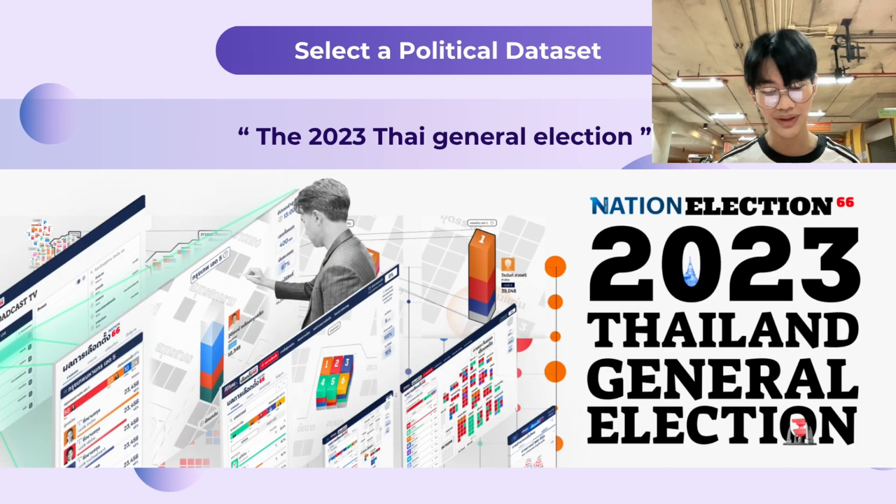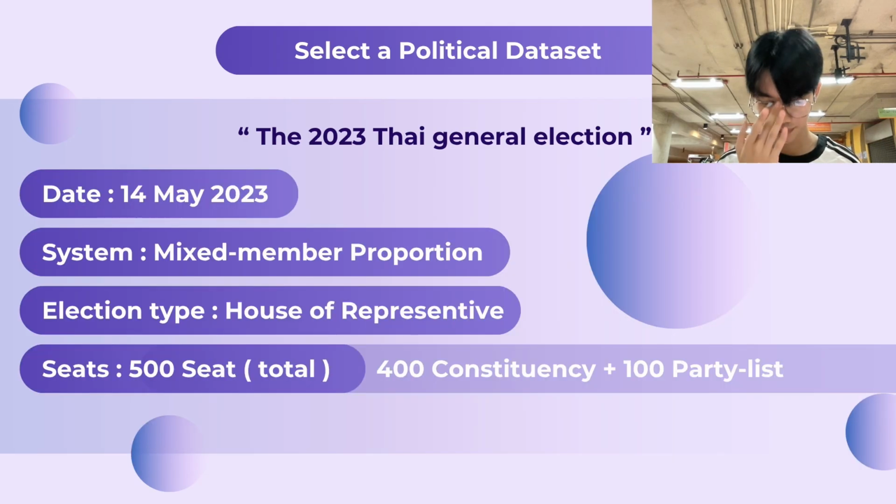So our group selected the political data set of the 2023 Thai general election. The 2023 Thai general election has these details. The first is the date: it is 14 May 2023, and the system is mixed member proportional, and the election type is House of Representatives, and the last one is seats: 500 seats total from 400 constituency plus 100 party list.